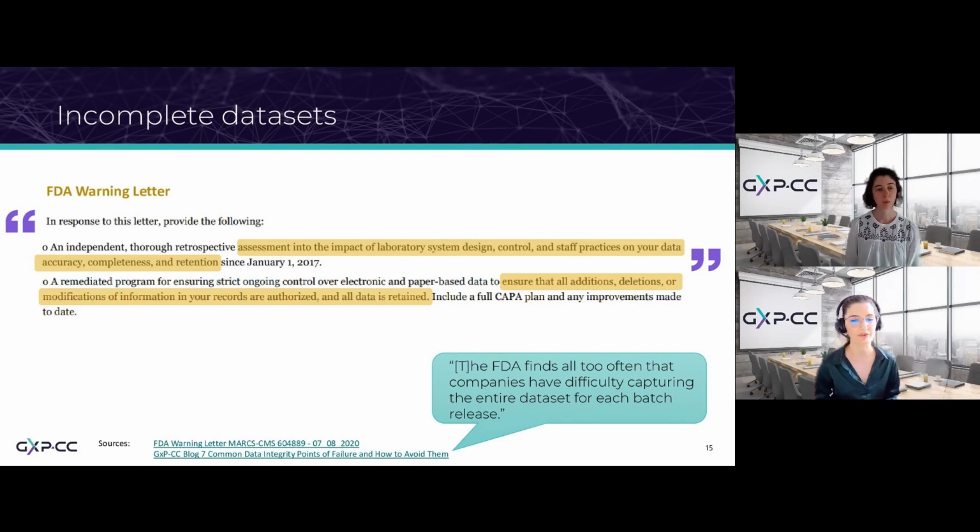They did not account for the full chain of data across all the systems in the lab. So this is important to have in mind, to not focus on only one system, but to think about all the systems that you have in your lab. And this earned them a warning letter or a finding. In this letter, they asked them to do a thorough retrospective assessment into the impact of laboratory system design, control, and their personnel practices on data integrity and retention since 2017.